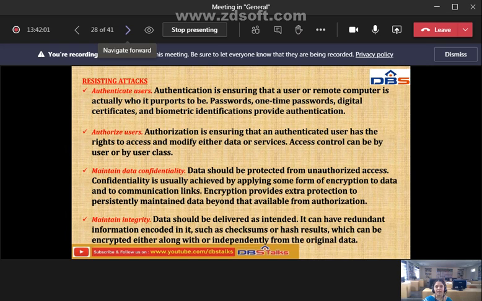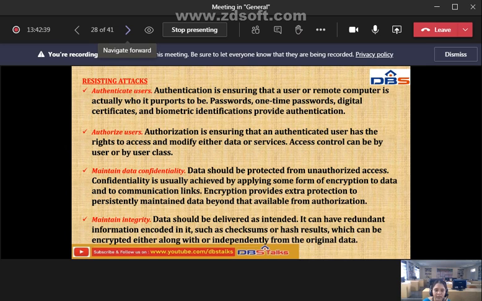Here we need to see that data should be protected from unauthorized access. Confidentiality is usually achieved by applying some form of encryption to data and to communication links. Also, encryption provides extra protection to persistently maintain data beyond that available from authorization. So that is the meaning of maintain data confidentiality.